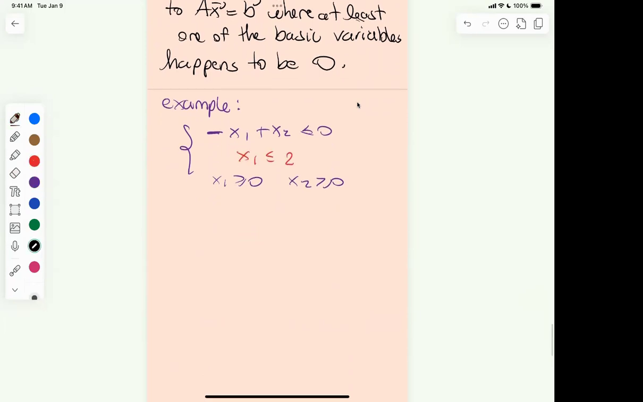I'll just draw them. So this is x1 and x2. x1 less or equal to 2, you just put the number 2 here. And then minus x1 plus x2, you set it equal to 0, so you get x1 equals x2.